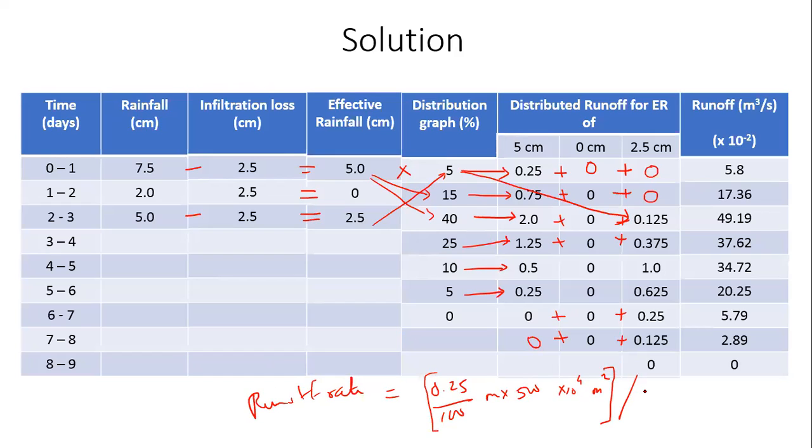How many seconds? You guys should memorize this. 86,400 seconds in a day. In one day, you have 86,400 seconds. Go back and you can check it out. Okay, 24 into 60 into 60 is 86,400. So if you do this, you will get this number, 5.8 into 10 power minus 2 cubic meters per second. Okay, so that's the average runoff rate over the entire day.